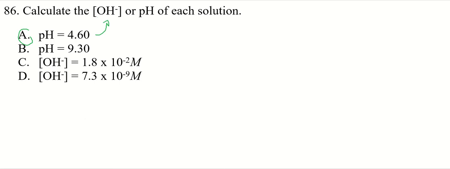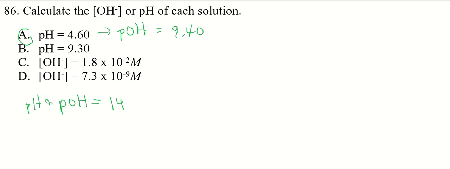pH. It's asking us to solve for the hydroxide ion concentration. A couple ways you can do this. Let's change this over to pOH. Now we know pH plus pOH has to add up to what? 14 at 25 degrees Celsius. So let's do 14 minus 4.6, and we got our pOH is equal to 9.40.